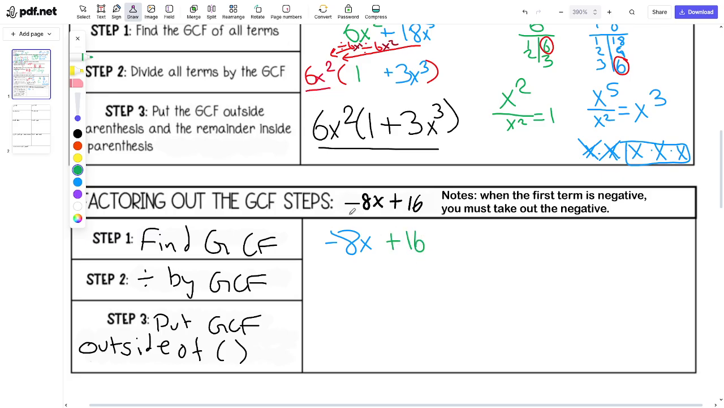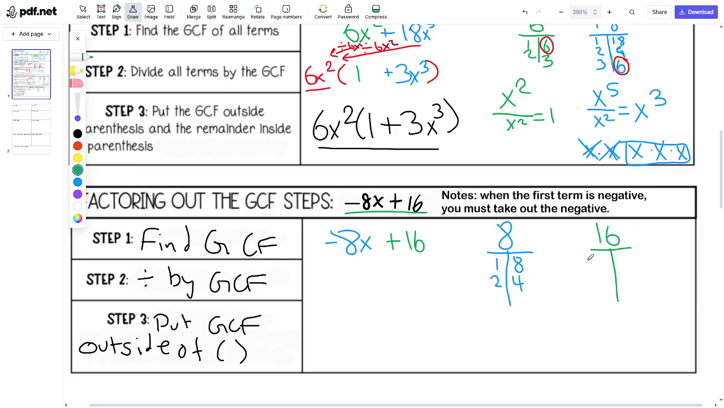So when we have something like this, negative 8x plus 16, what we need to do is you just take out whatever the first number is. So the first term is negative, take out negative from both. So let's just start from here. Let us find the GCF of 8 and 16. All right, first we're going to find the factors of 8. So remember, 1 times what is 8? Well, 8. 2 times what is 8? 4. 3 doesn't work.